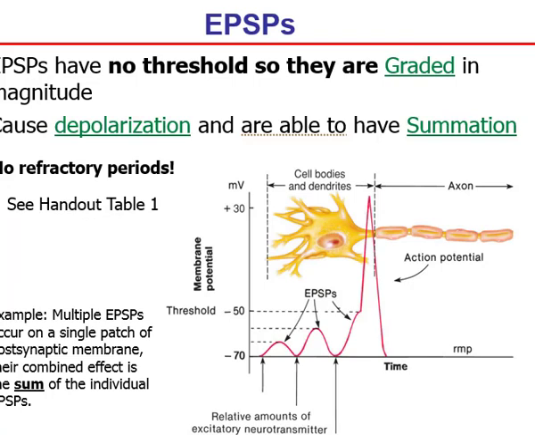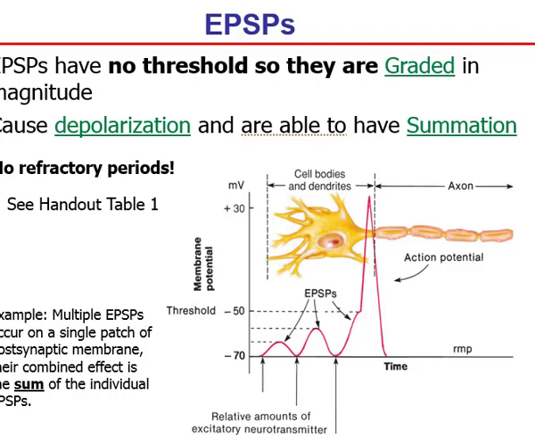With all graded potentials, we are talking about a below threshold event. By definition, that's what a graded potential is, regardless of which direction. So EPSPs do not have thresholds or a refractory period like action potentials do. These small depolarization events are able to have summation, which means they can be added together to get us to threshold level and ultimately fire an action potential.